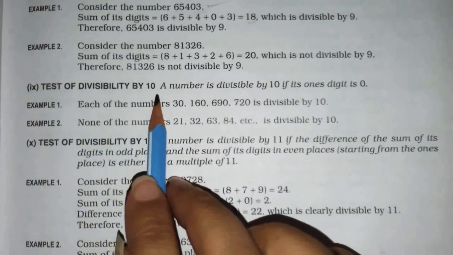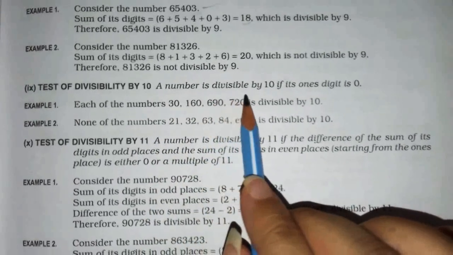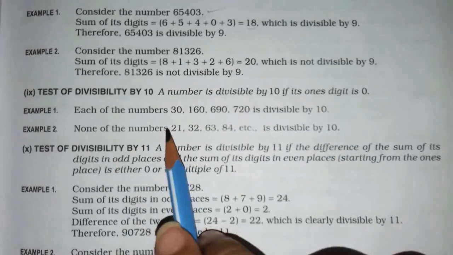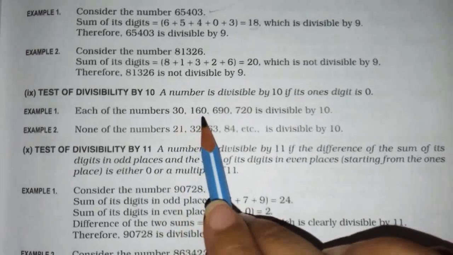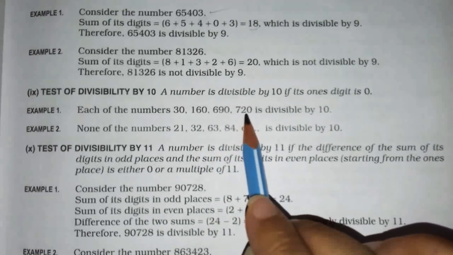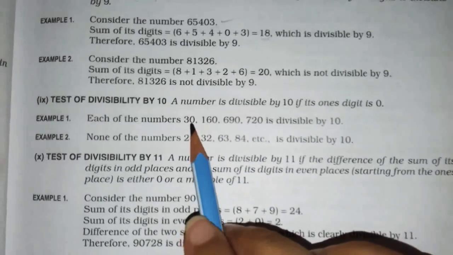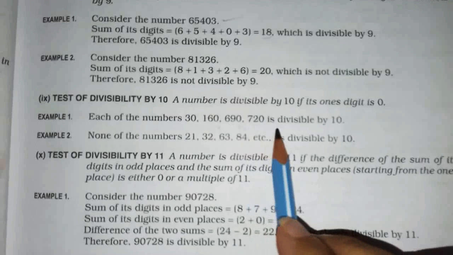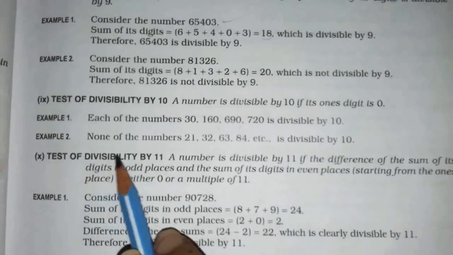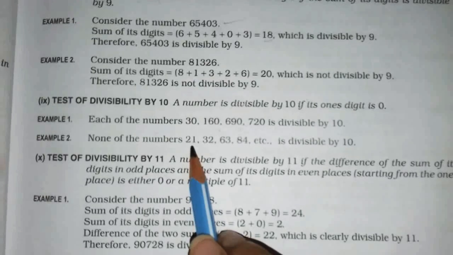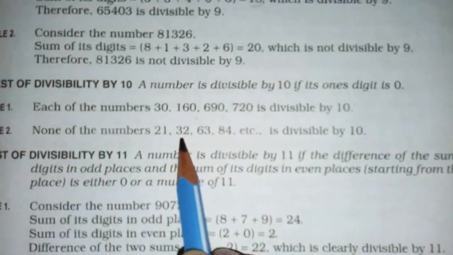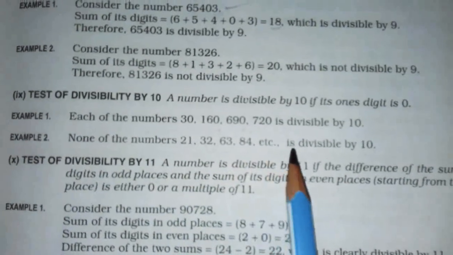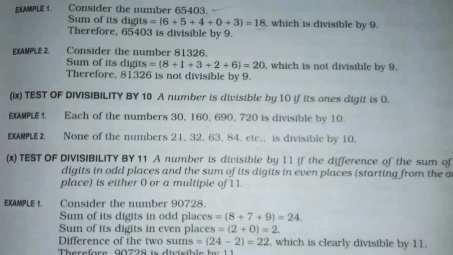Test of divisibility by 10. A number is divisible by 10 if its ones digit is 0. For example, 30, 160, 690, 720. Here the ones digit is 0, again 0, 0, 0. Therefore, these numbers are divisible by 10. In example 2, here the ones digit is 1. Next, the ones digit is 2, 3, 4. Therefore, all these numbers are not divisible by 10.